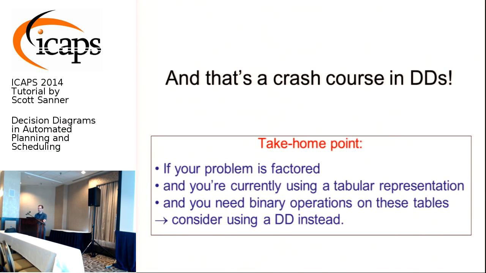Hopefully you learned a bit today. The main point I want to make is if your problem is factored and you're currently using a tabular representation or enumerating all possibilities, but you need binary operations on these factors, then consider using a decision diagram instead. I'm going to claim in practice you're not going to lose anything by using a decision diagram.